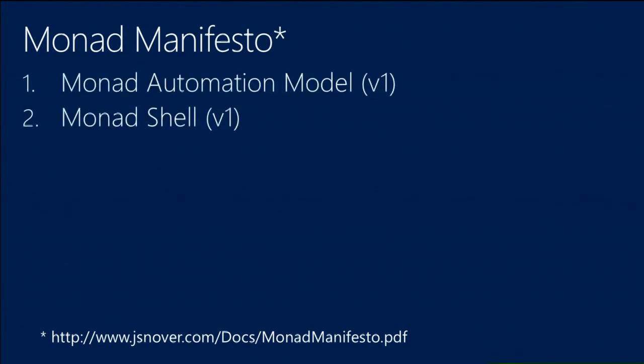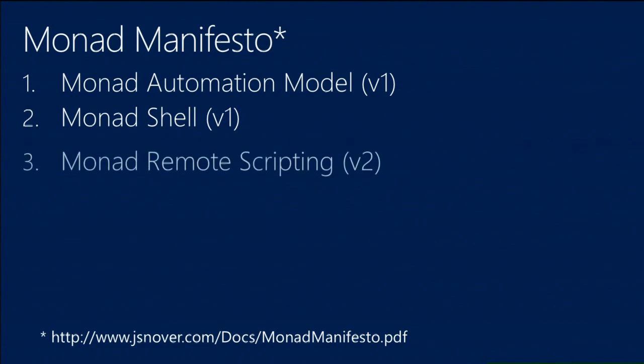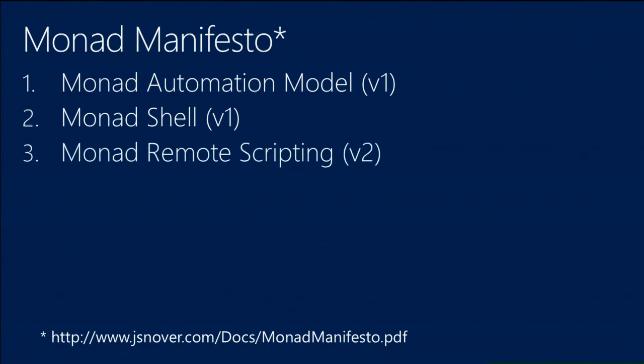So in it, I talked about this idea of a monad automation model, replacing the traditional Unix compositional management one with a modern compositional management one based upon objects instead of text. And then, of course, that there was a monad shell, the ability for admins to get on a machine, to be able to interact with that machine, and then be able to script it and do things like that. And we delivered those in PowerShell version 1.